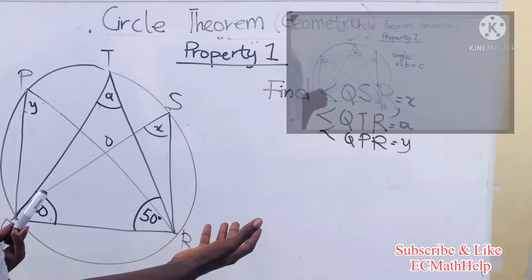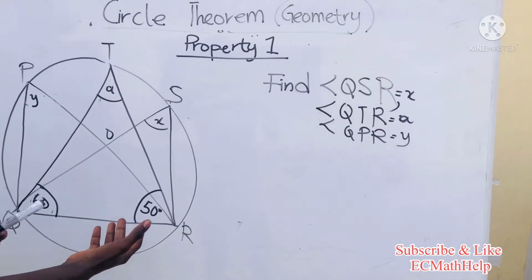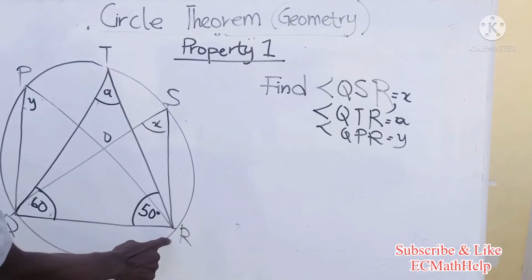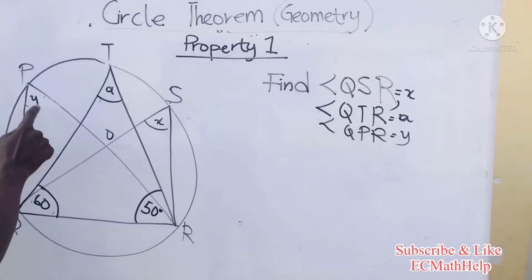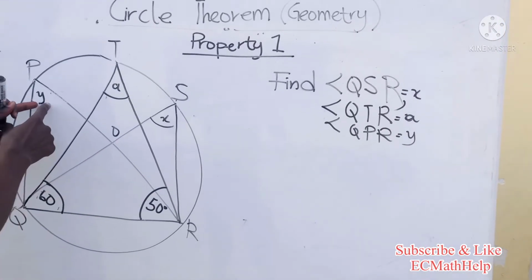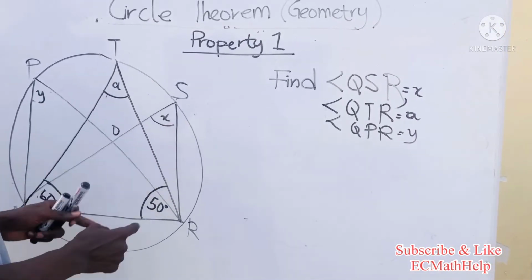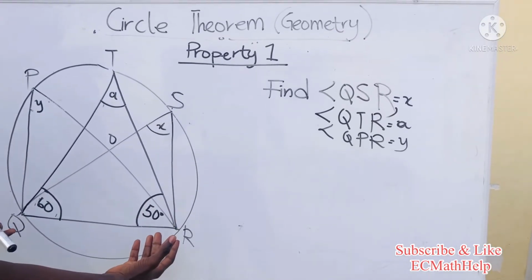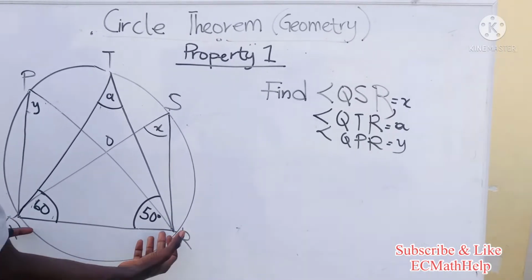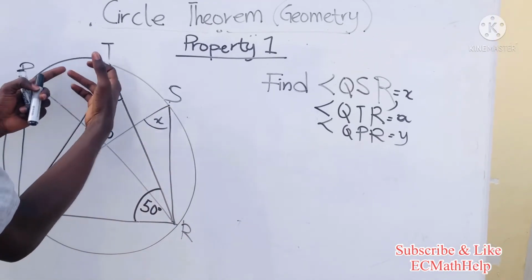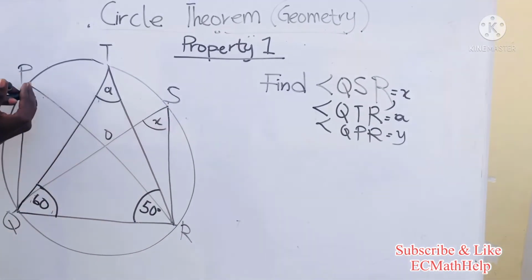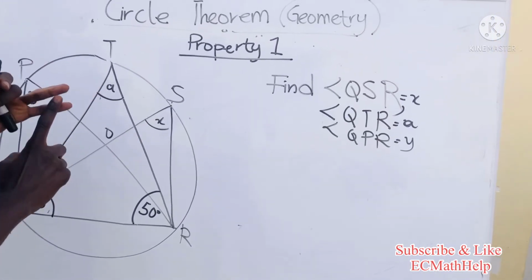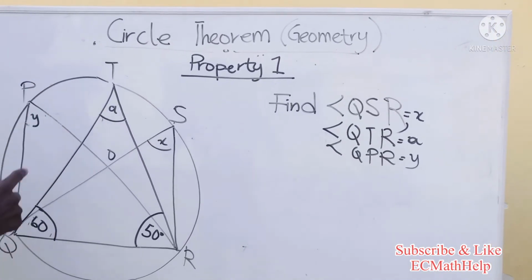In the question above, we are asked to find angle QSR, angle QTR, and angle QPR, which are Y, A, and X. Knowing that the angles a chord or an arc subtends to the circumference of a circle in the same segment are always equal, that is one rule we have to keep in mind. So now let's move straight to the question.